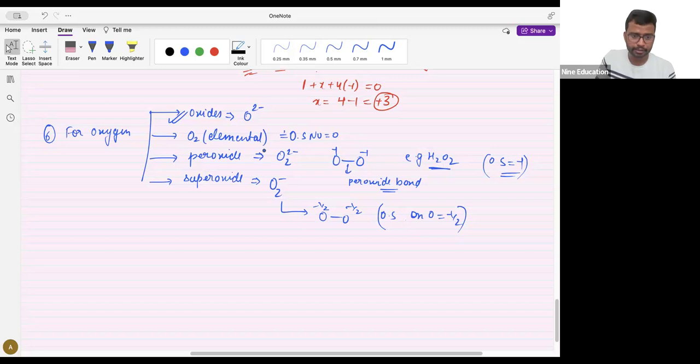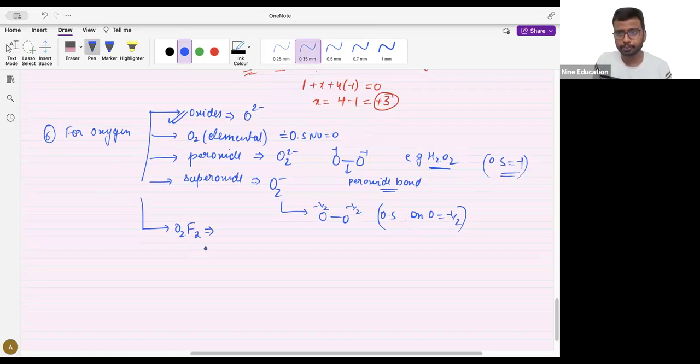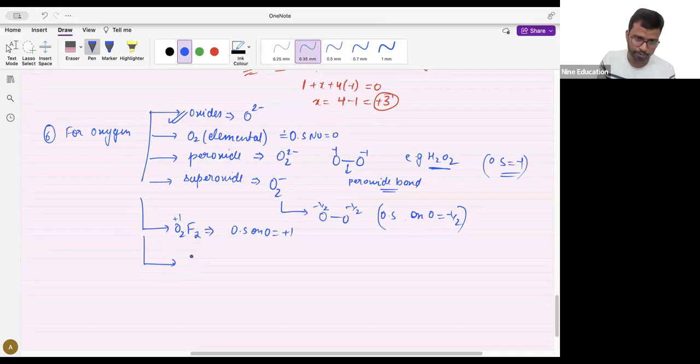There are some other cases also. Let's say I have O2F2. Fluorine is more electronegative than oxygen, so it will take electrons. Oxygen will become positive here, beta. Here the oxidation state on oxygen is +1. Let's say one more example, OF2. Here the oxidation state on oxygen is +2.